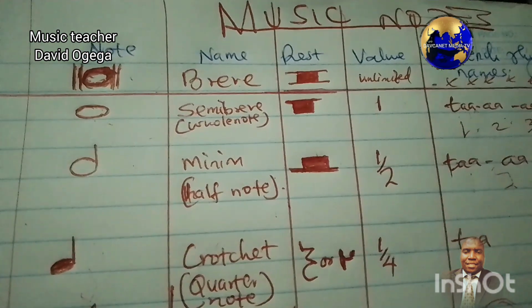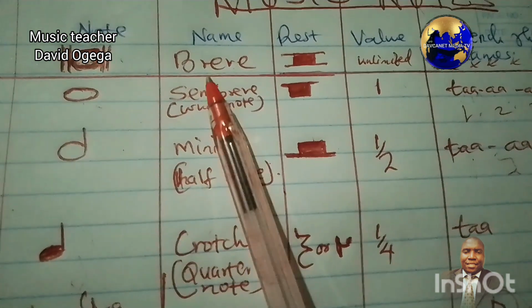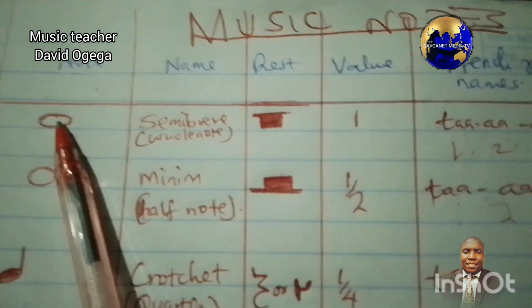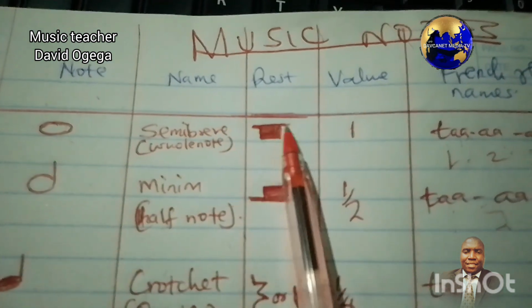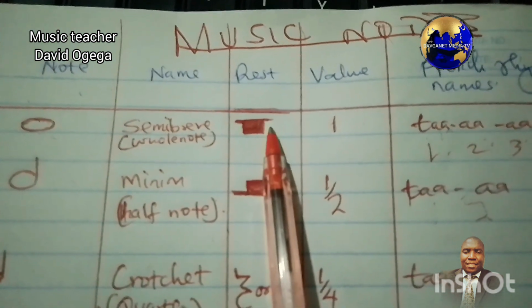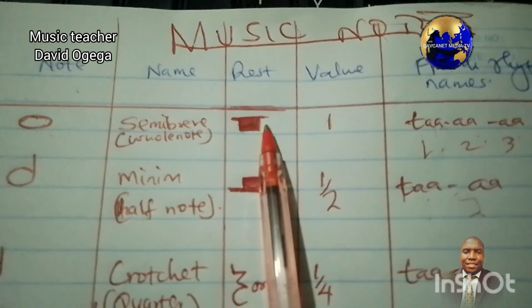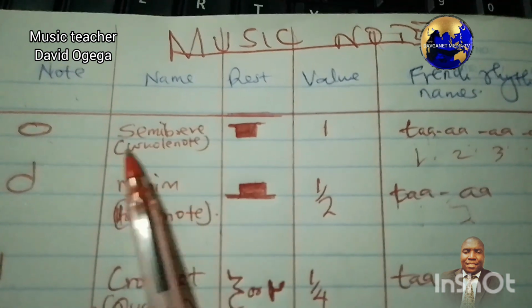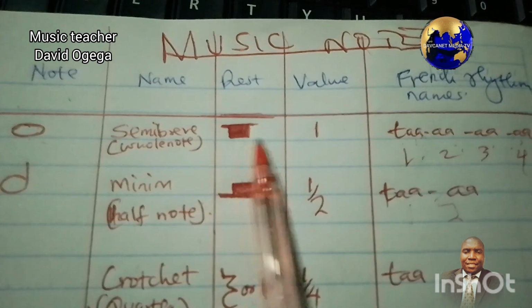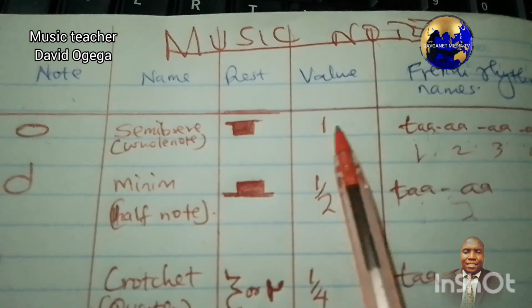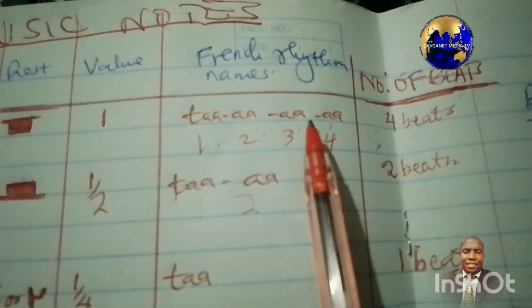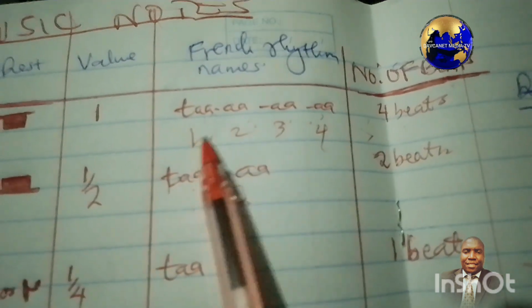And we have the second note, which is a semibreve. So this is a semibreve, oval in shape, and a rest. It has a rest, whereby a rest is a moment of silence. The other name of a semibreve is a whole note, because its value is one whole note. This is the French rhythm name of a semibreve. Taa.